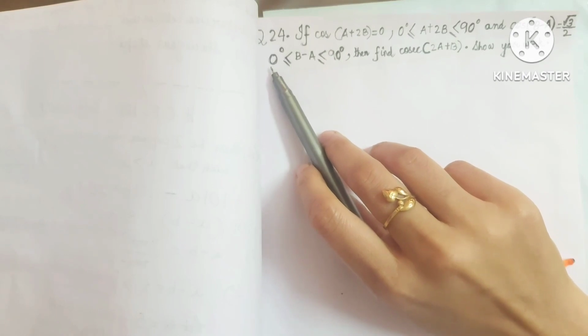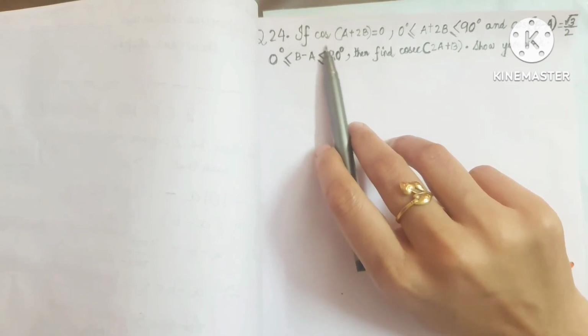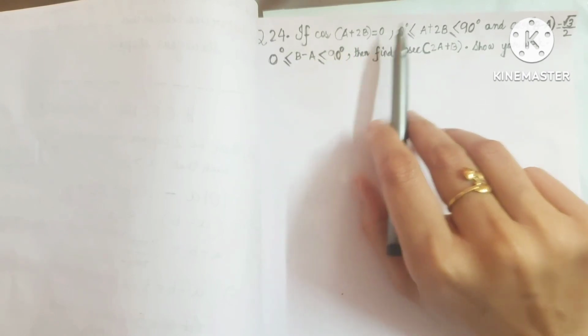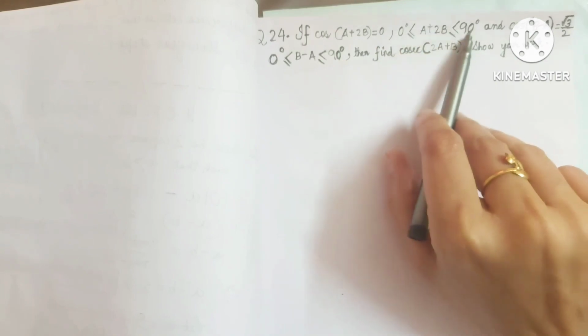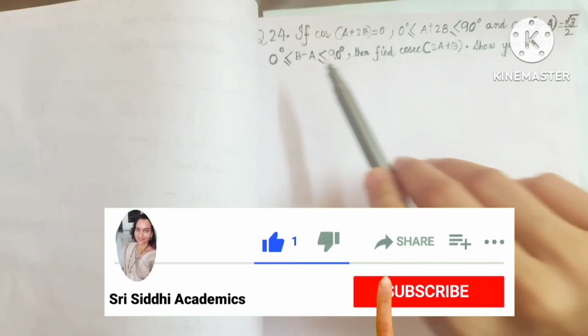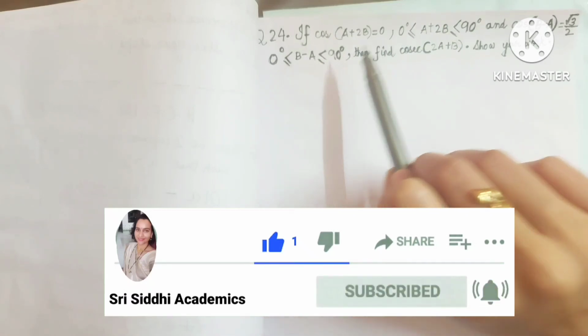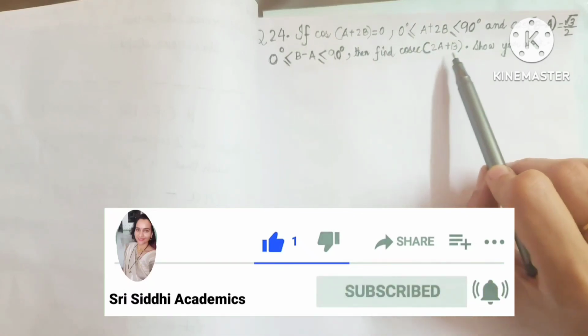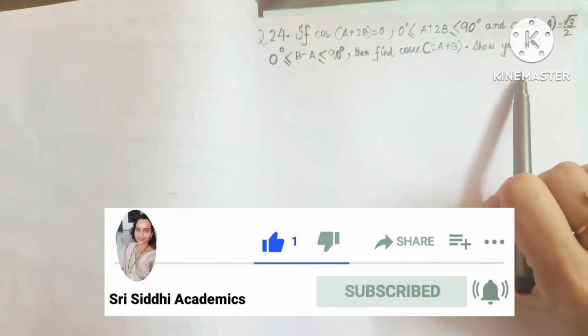So let's start with question number 24. Question number 24 says, if cos(a + 2b) equals 0, where a + 2b lies between 0 and 90, and cos(b − a) equals root 3 by 2, where b − a lies between 0 and 90, then find cosec(2a + b) and show your work.